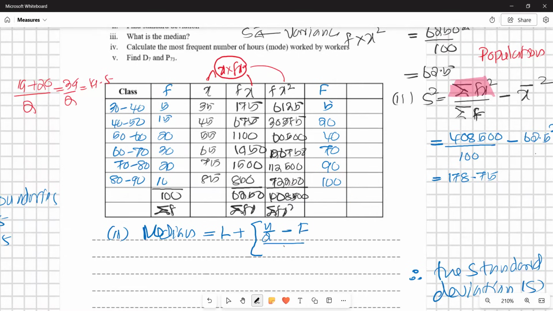Some people, as you may study, use a different formula, right? Simple f is the frequency, and capital F is the cumulative frequency proceeding to the median class.